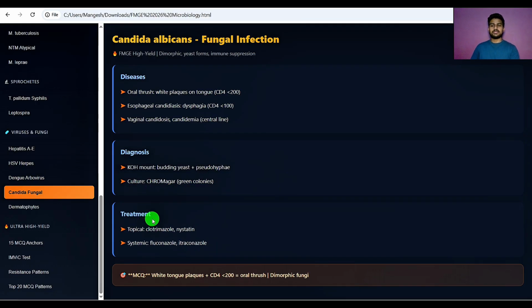The treatment is basically the same as for any fungal infection. What we use systemically is fluconazole or itraconazole, which are antifungals. And for topical use we can tell the patient to use clotrimazole and nystatin.